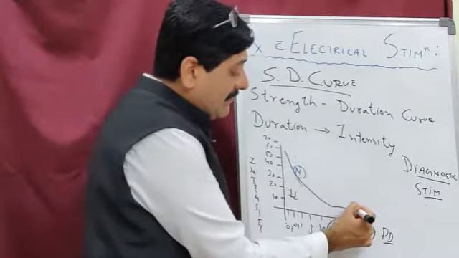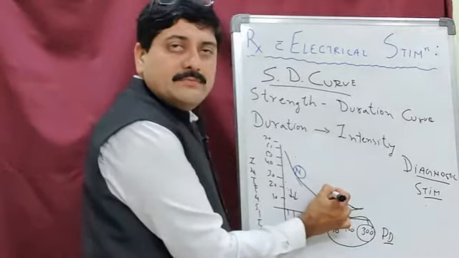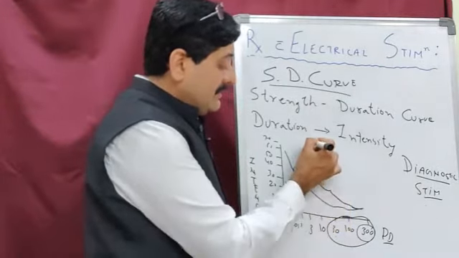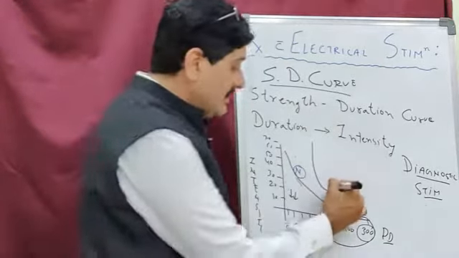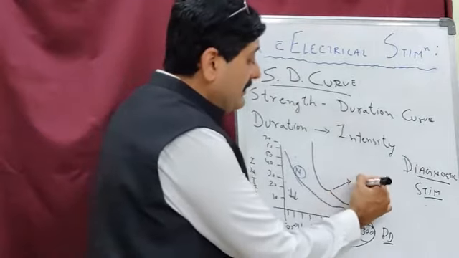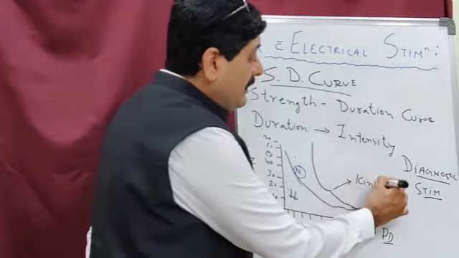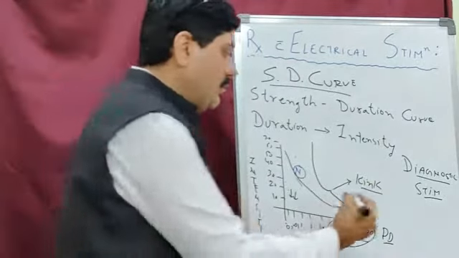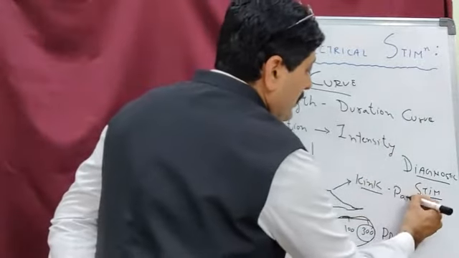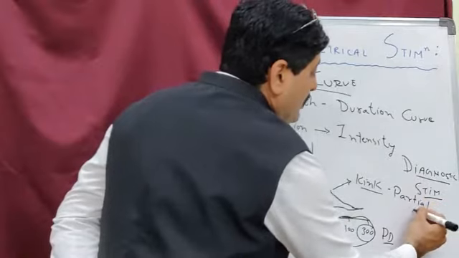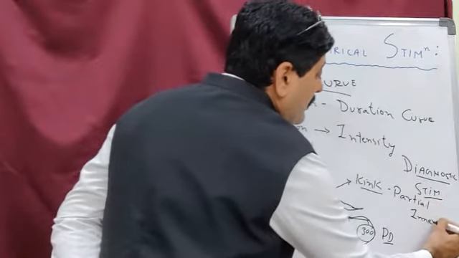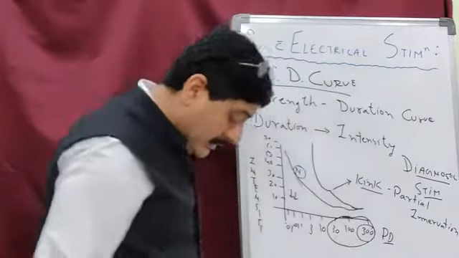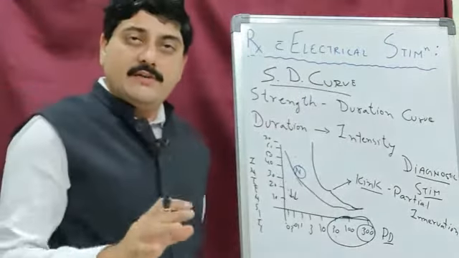Fine. Now there is another picture where up to a certain level you get the normal graph. Okay, and then there is a sudden rise. So this we call a kink. Okay, what is the presence of a kink? The kink shows partial innervation, right? So the kink shows partial innervation.